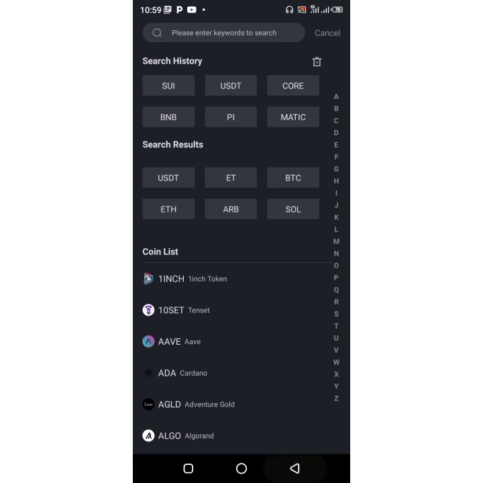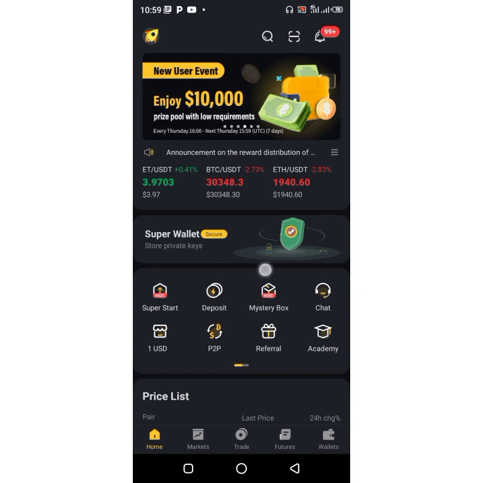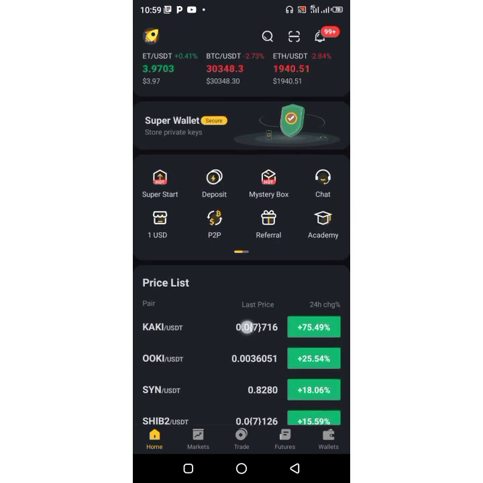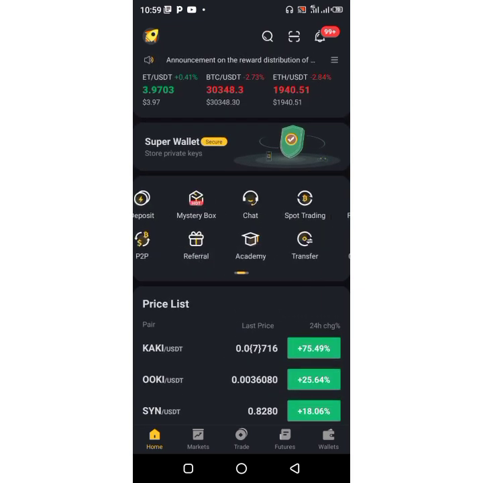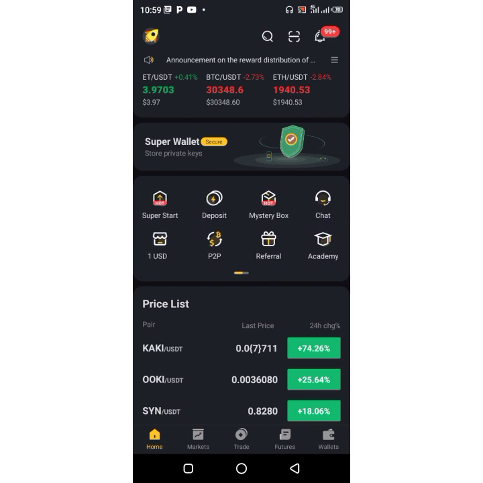So I think that is all for SuperEx. Once you learn how to buy and how to sell, SuperStart here, you can earn a lot of money. P2P, you can buy and sell.